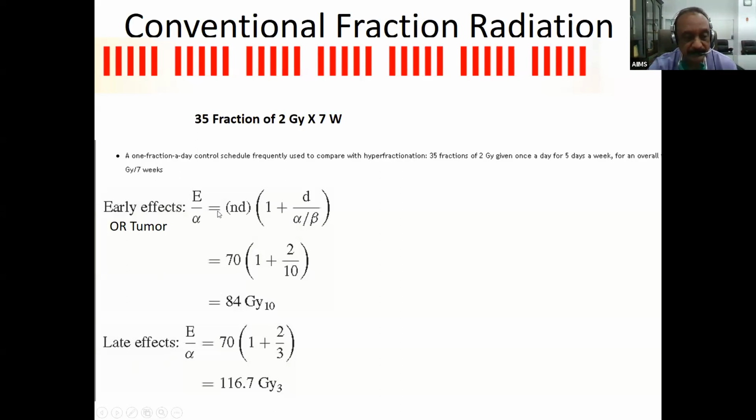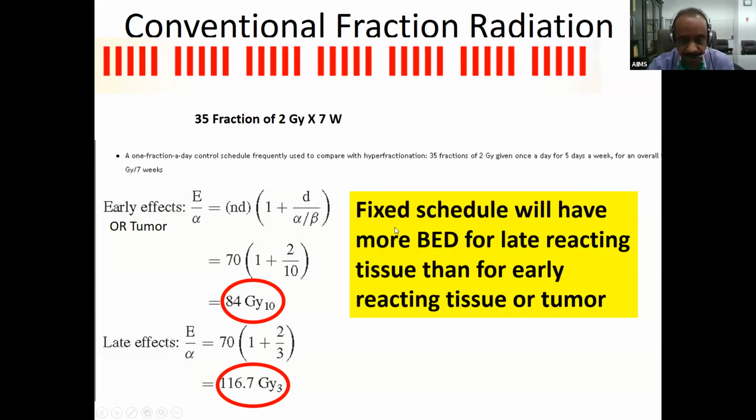if you calculate the biological effective dose of conventional fractionation, the total dose is 70 gray, 1 plus dose per fraction is 2 gray, and alpha beta ratio of tumor is 10. So it comes out to be 84 gray. For late effect, everything remains the same except alpha beta ratio, which is now 3 gray. So it is 106.7 gray. So this is the biological effective dose for conventional fractionation for tumor and normal tissue. And we can say that a fixed schedule will have more BED for late reacting tissue than for tumor.